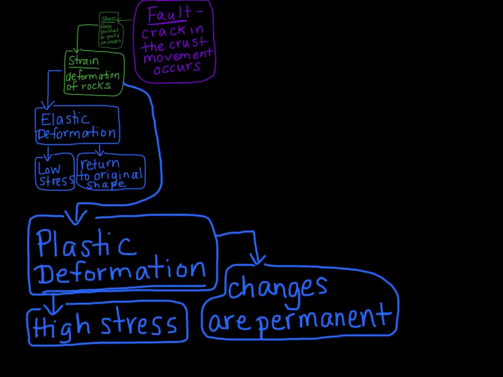There are two different types of strain. Elastic deformation occurs first when the stress is low, and once that stress is removed, the rocks can return to their original shape. Plastic deformation occurs when that stress continues and is high, and once plastic deformation occurs, the changes to the shapes of the rocks are permanent.